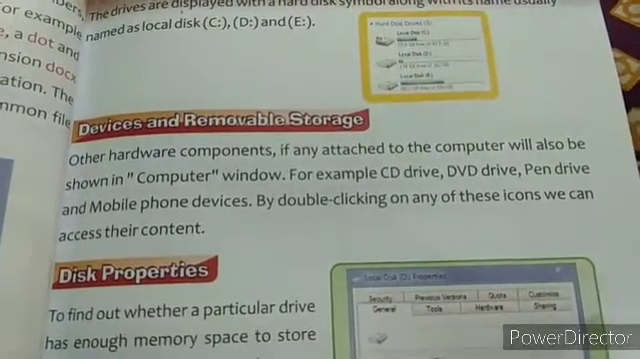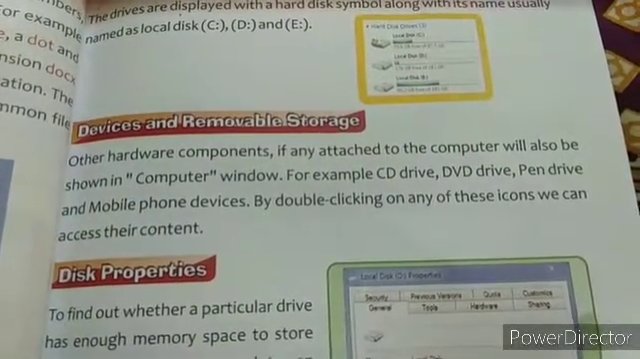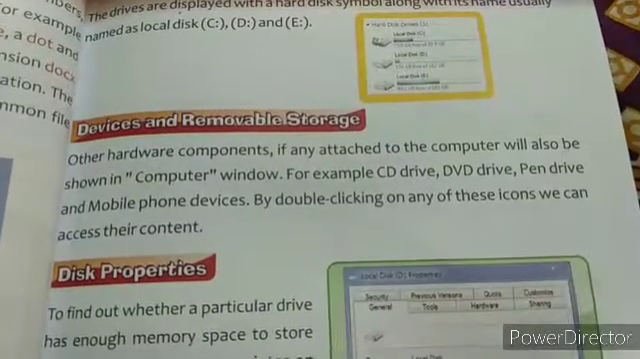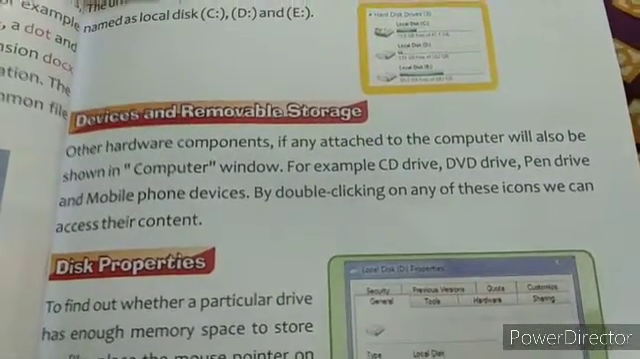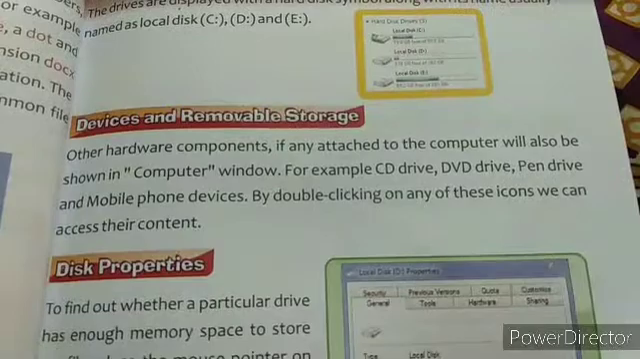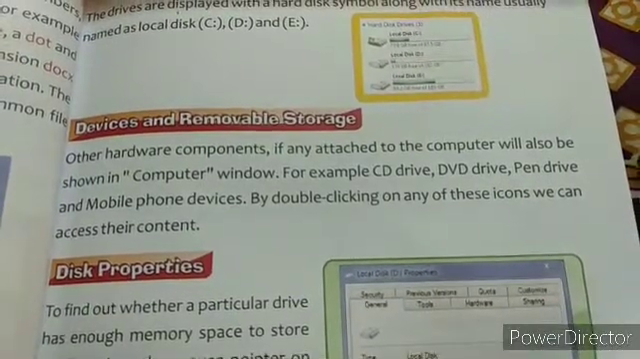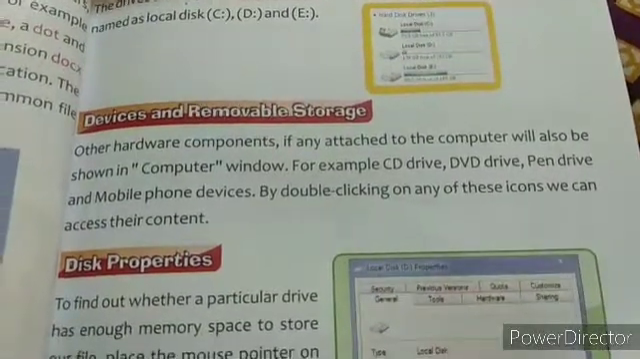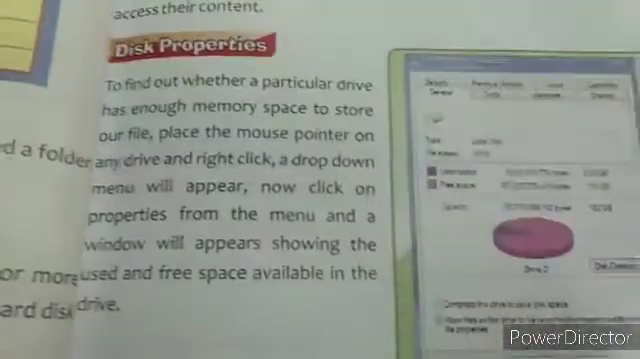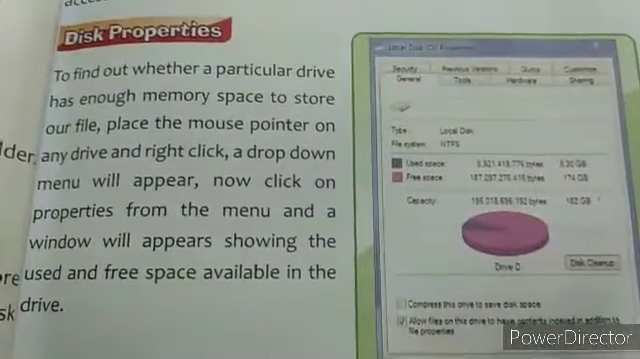So it is easily removed from the computer. So that is a removable storage. How will you enter into this storage? By double clicking these icons we can access the content. Next we will see disk properties.